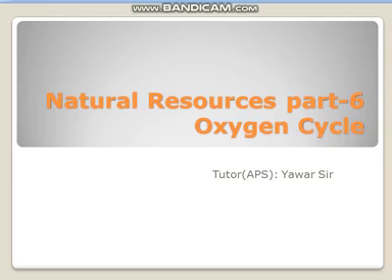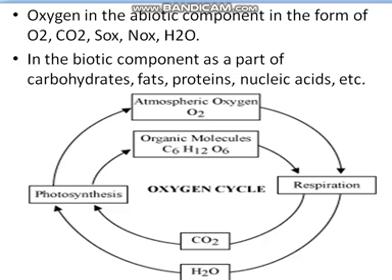That's how this oxygen is circulated between the abiotic and the biotic components of the ecosystem. First of all, let's take a look at the different forms in which oxygen is present in the two components of the ecosystem. In the abiotic component, this oxygen is present in the hydrosphere, in the atmosphere, and in the lithosphere in different forms. In the atmosphere, this oxygen is present in its elemental form, that's O2.